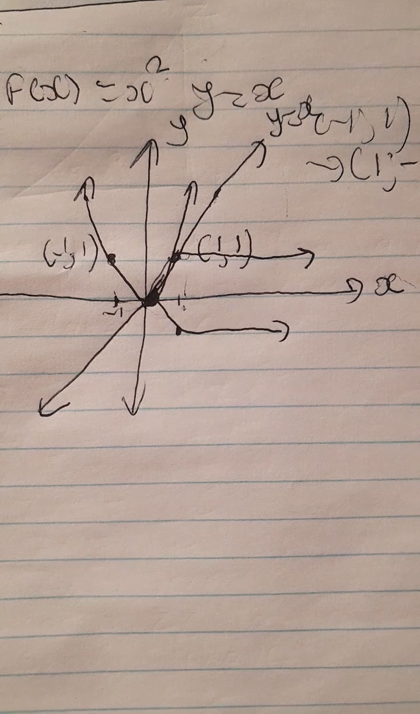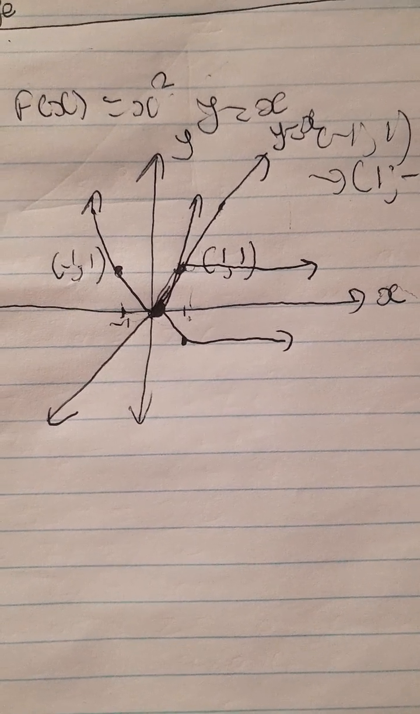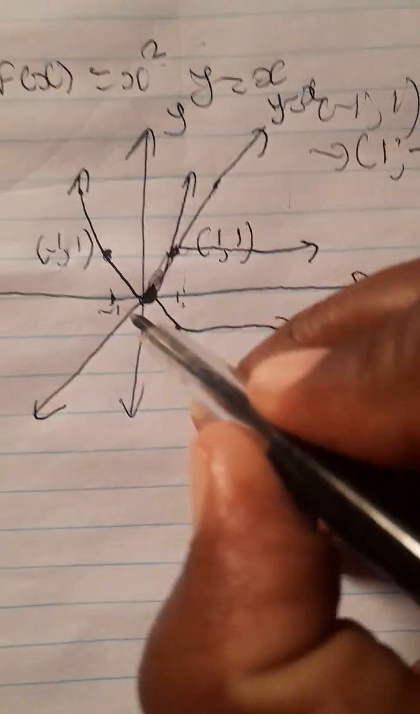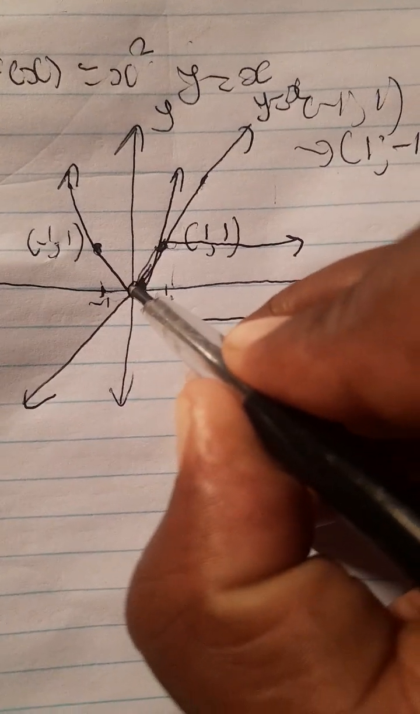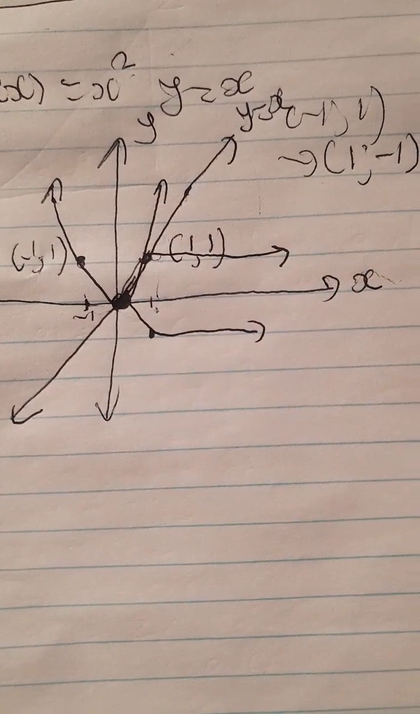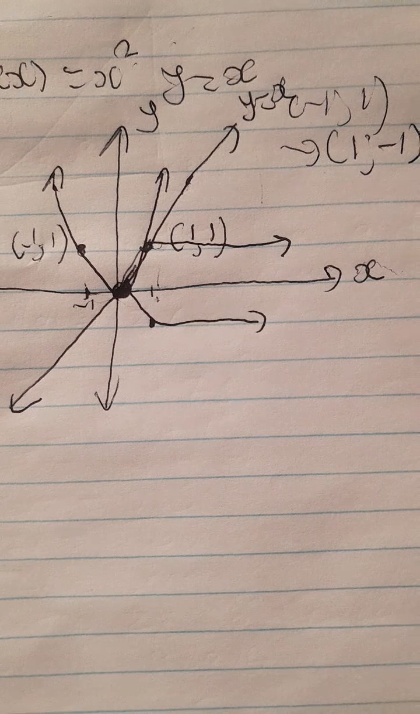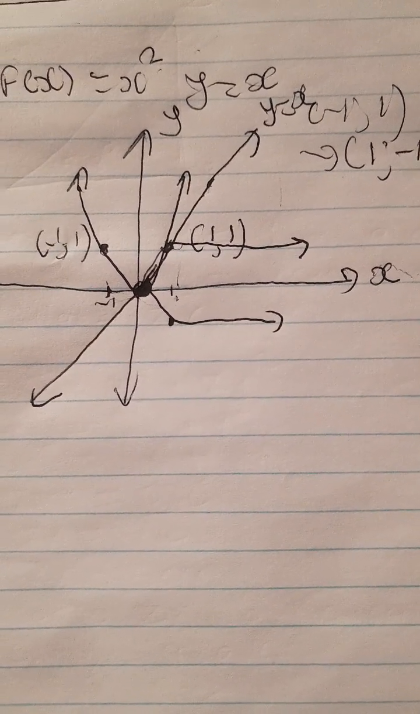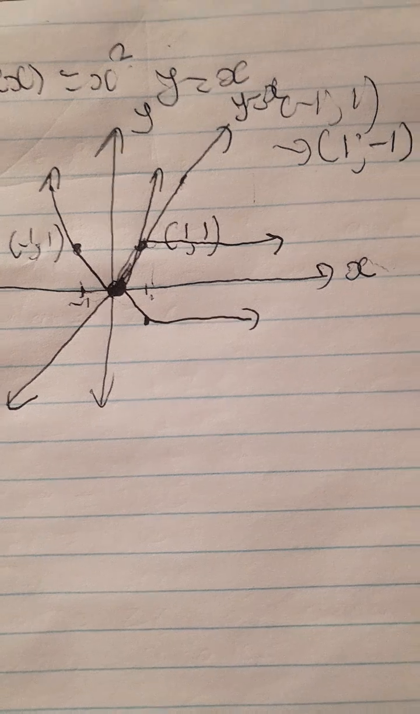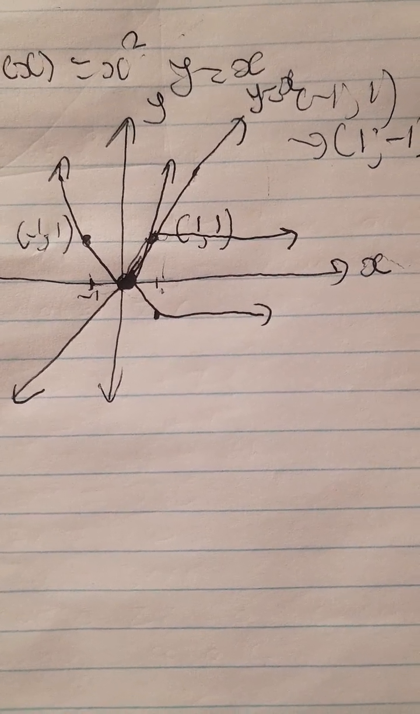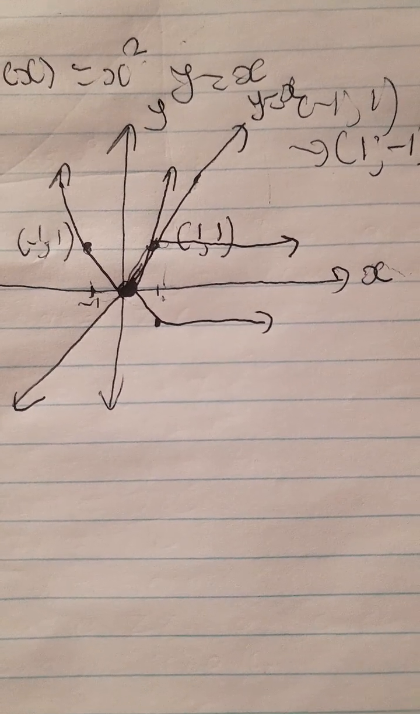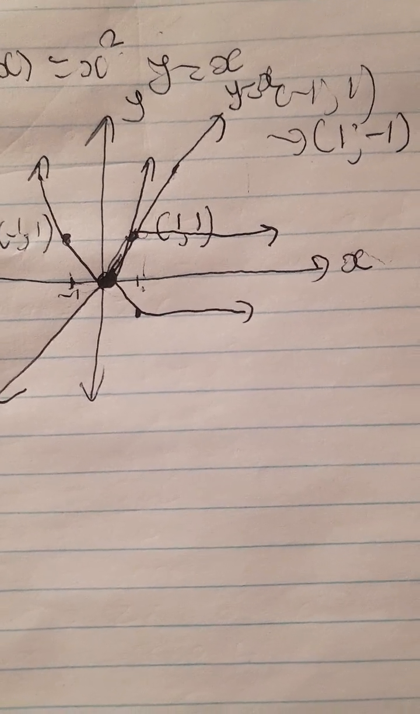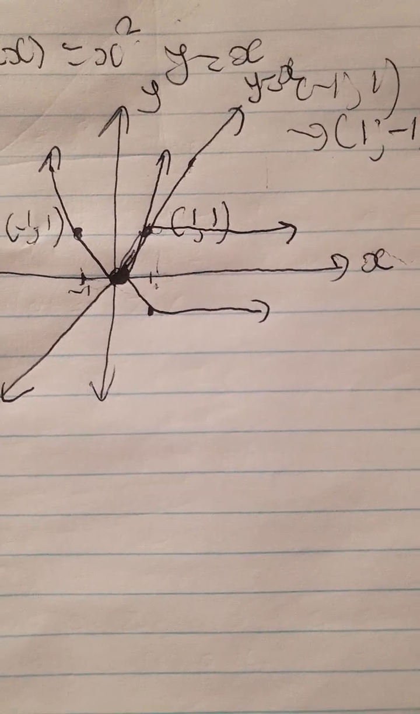In order to do this, you have to restrict the domain from the turning point. The turning point is here. Therefore, there are two different restrictions that can be placed on the domain so that the inverse is a function. What are those restrictions?